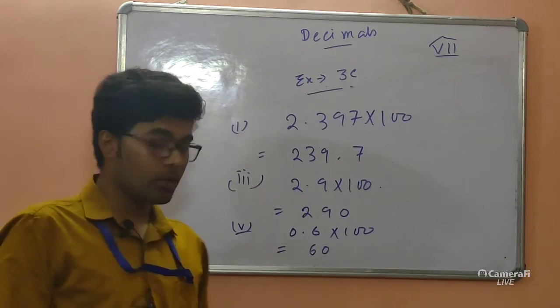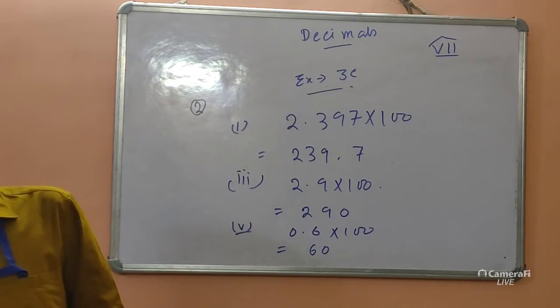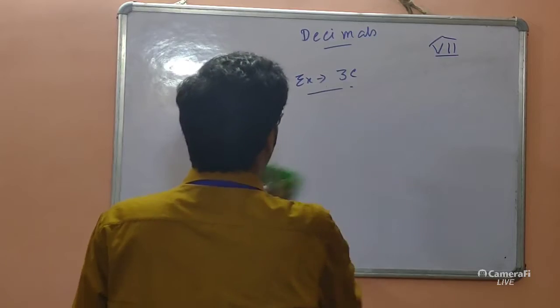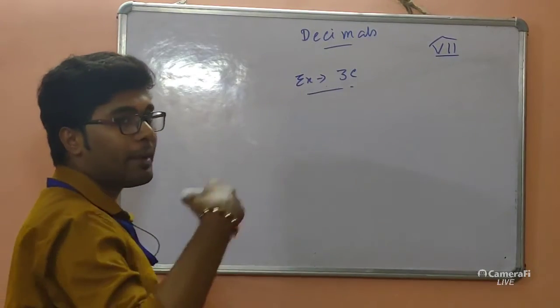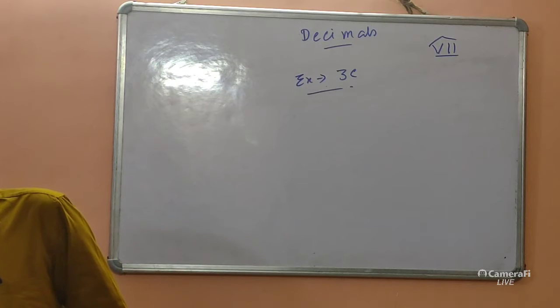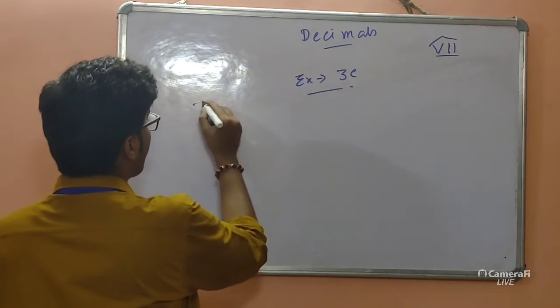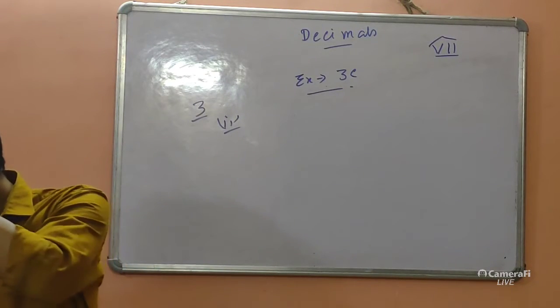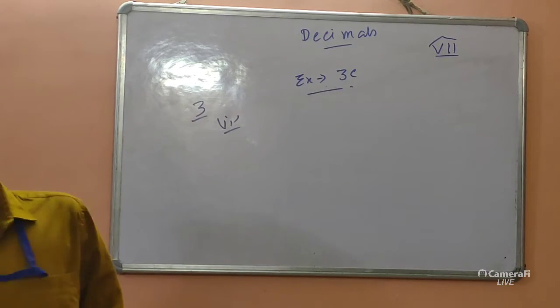Clear? Okay, let us move on to question number 3. Similar way we will do. All the sums are similar. We will count how many zeros are there, then after that many places we will give the point. Question number 3, let us do 2 and 4. What is question number 2? 0.182 into 1000.